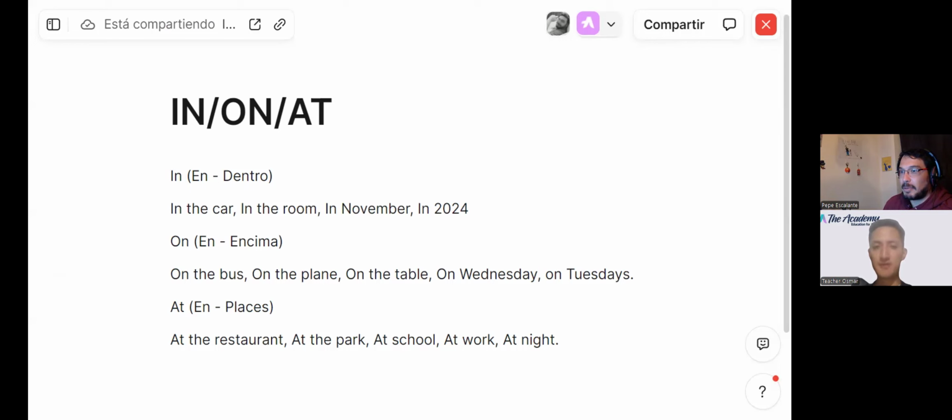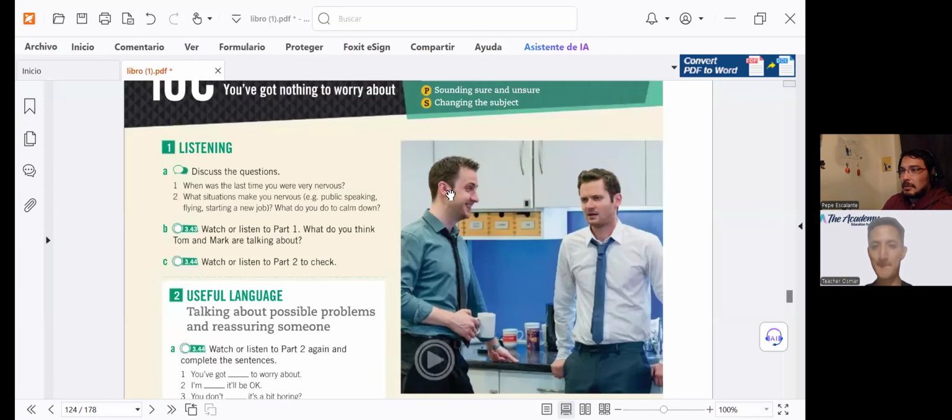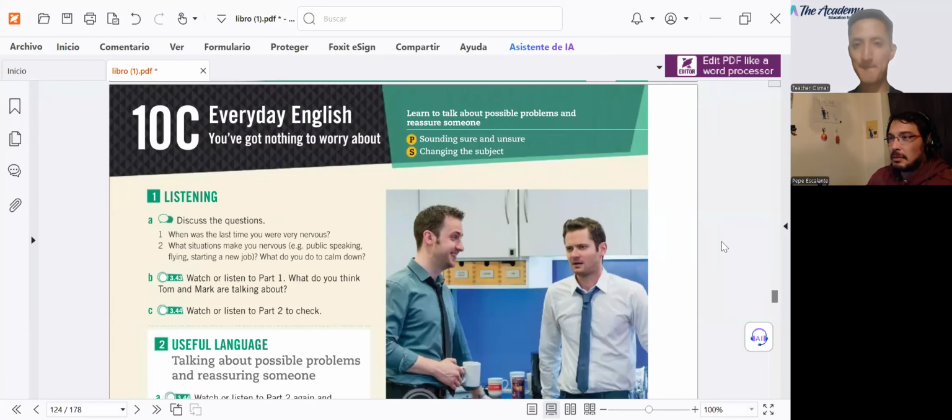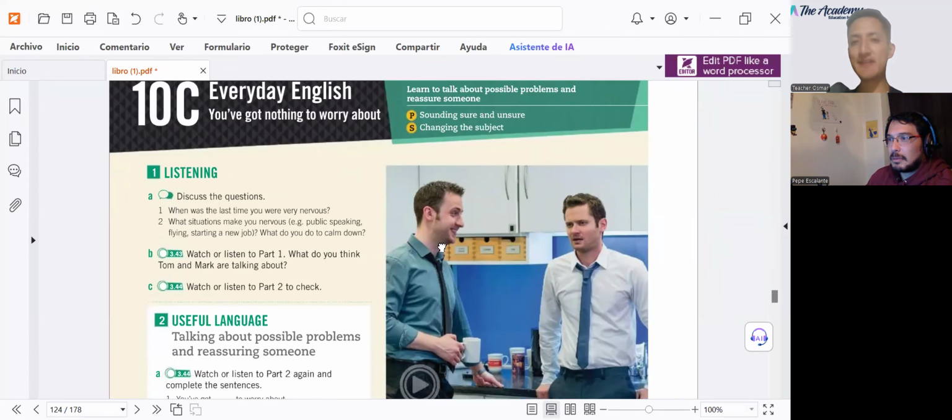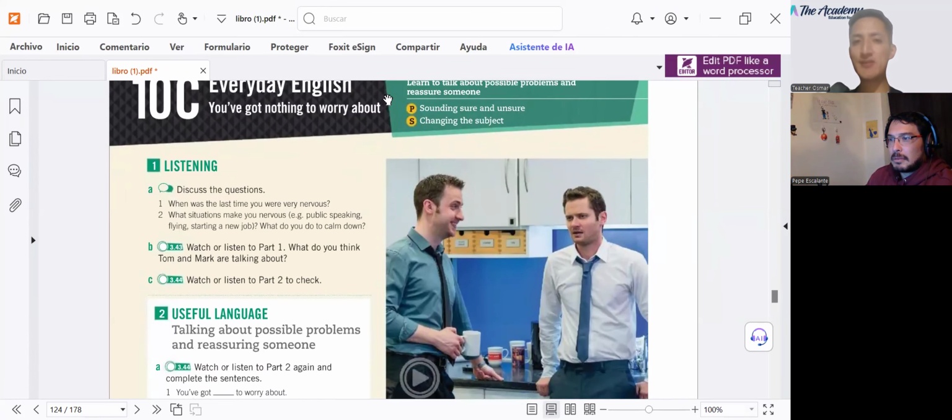So, just to finish for today, Pepe, and for this level, because remember, officially today we finished unit 10. Let me share my screen now. We are going to identify how we can sound sure or unsure.